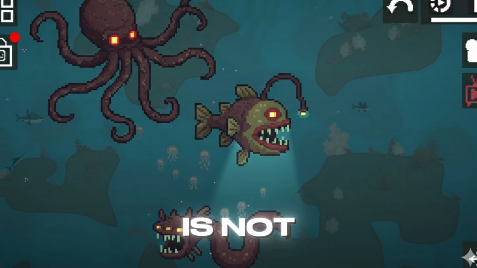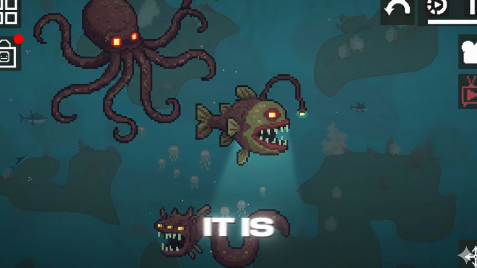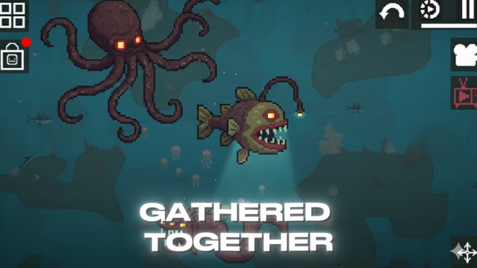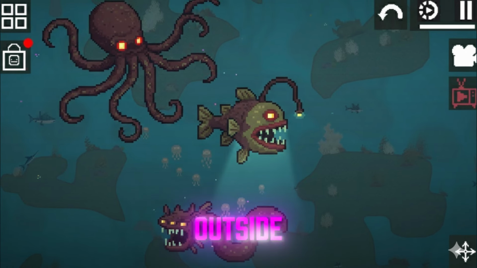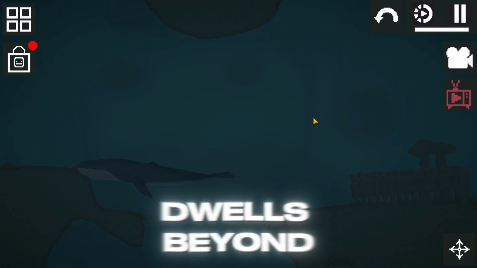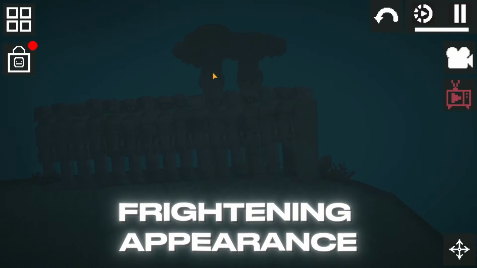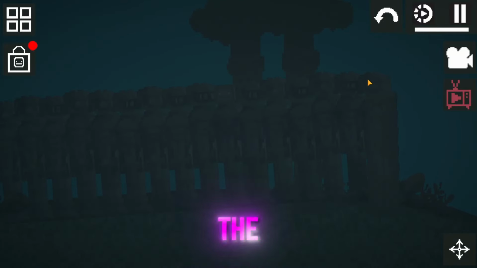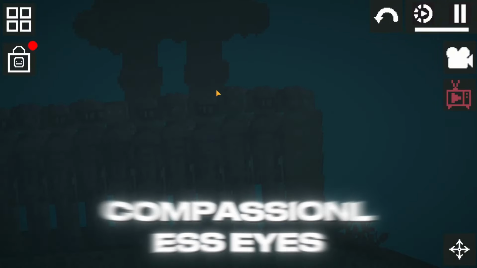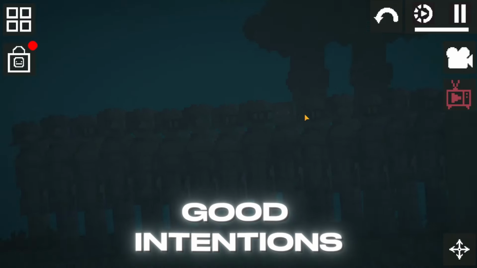This image is not just a screenshot of the gameplay, it is a frozen moment before a global crash, when all the monsters gather together to meet something coming from outside. Perhaps they are protecting us from something even more terrifying that dwells beyond the game code, and their frightening appearance is just a way to scare us away from the danger zone. But looking into those red, compassionless eyes, it's hard to believe in their good intentions.